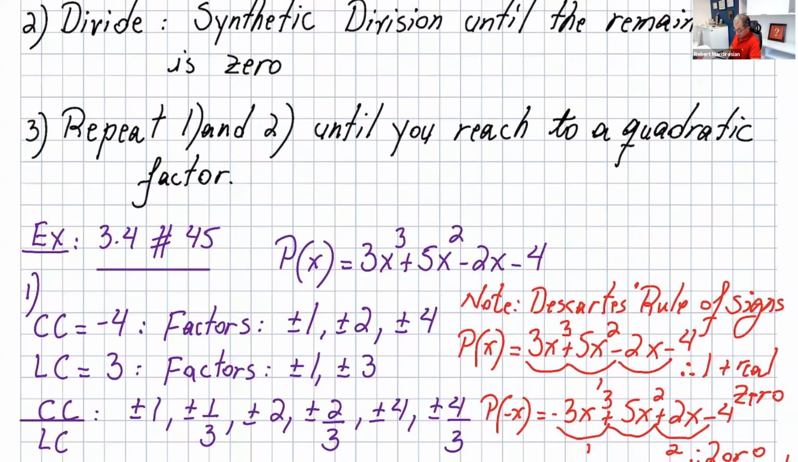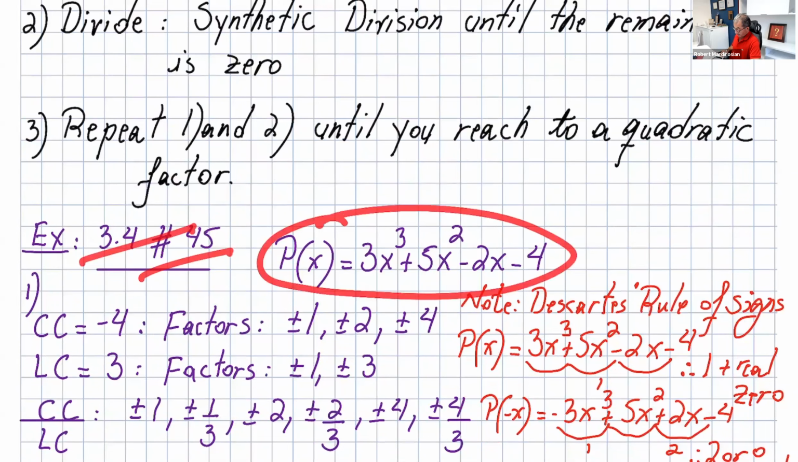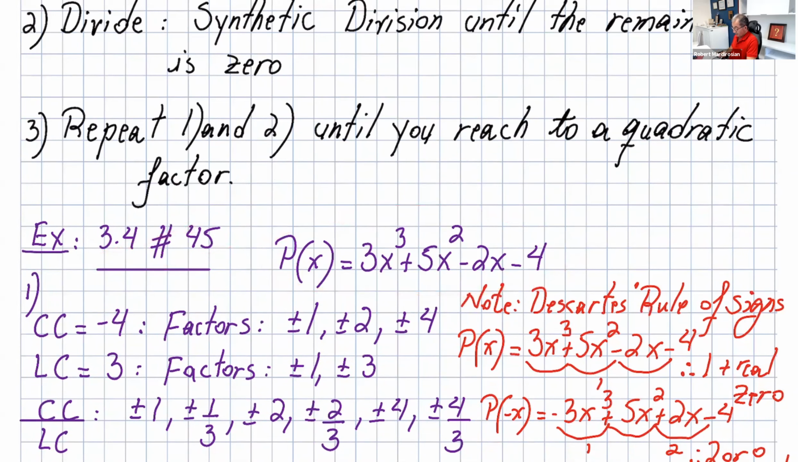Let me go over this example, and don't worry about that number. This is a good example. So we have 3x cubed plus 5x squared minus 2x minus 4. We want to put that equal to 0. To find the possible zeros, first write the constant coefficient, which is negative 4, and all the possible factors of that, which are plus or minus 1, plus or minus 2, and plus or minus 4. Then write the leading coefficient, and that's 3. The possible factors of 3 are plus or minus 1 and plus or minus 3.